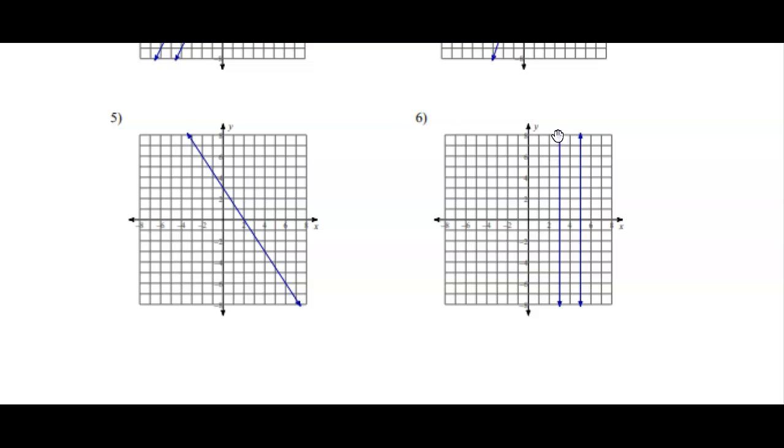Number six, yours might have been a little trickier because yours is in black and white and mine is in blue, but the lines were here at x equals 3 and x equals 5. So two vertical lines are parallel, therefore no solutions, inconsistent, parallel.